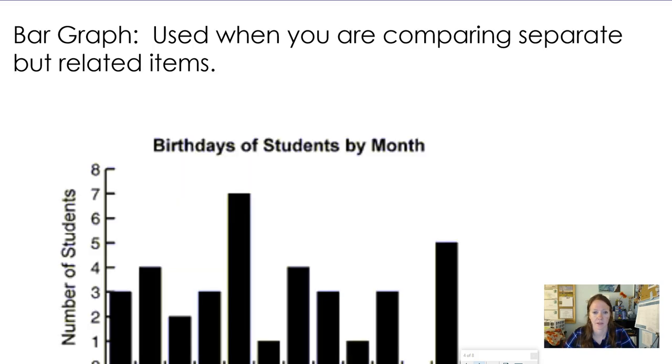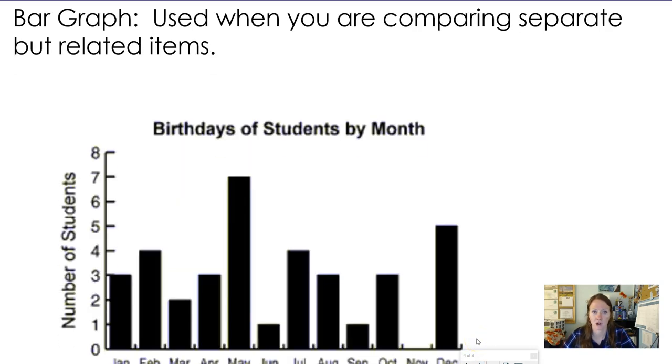Next one is everybody's favorite, a bar graph. Everybody likes to make a bar graph for everything, but it's really only used when you're comparing separate but related items. So whereas in a line graph, the data is connected to each other, in a bar graph, the data is separate. So here we're showing separate data. We're looking at each individual month of the year. And the reason why we're lumping them together is because we want to look at the birthdays.